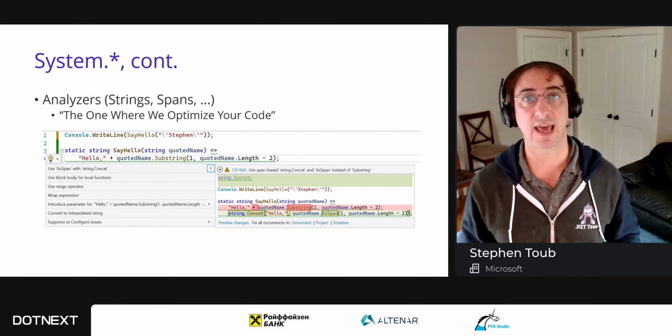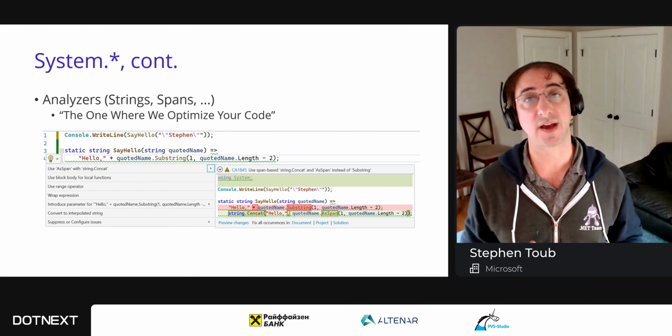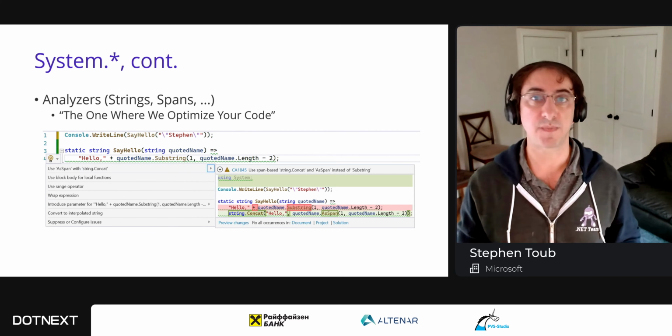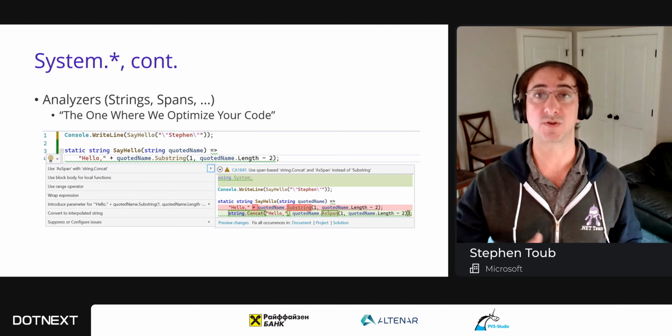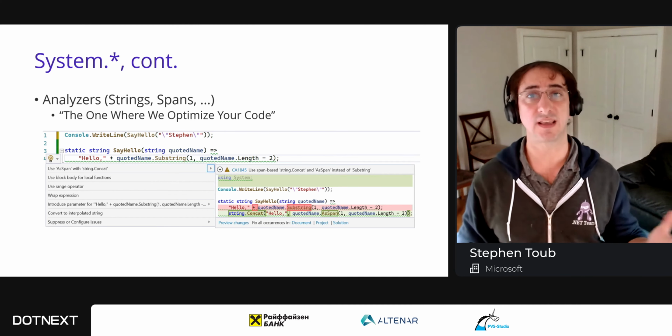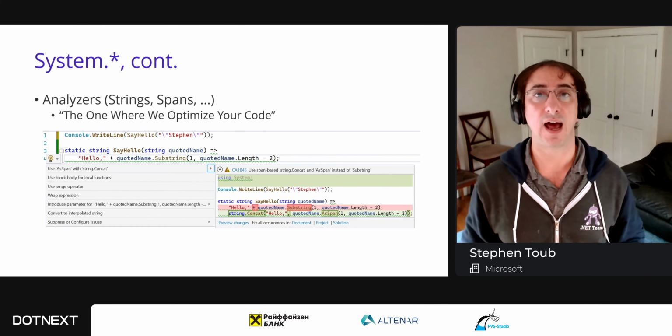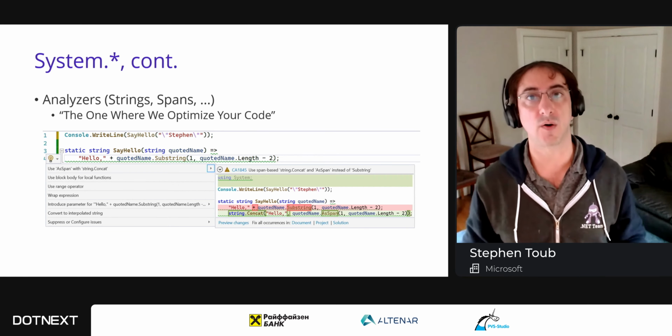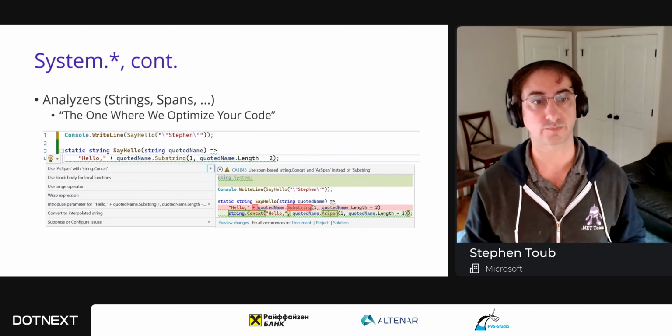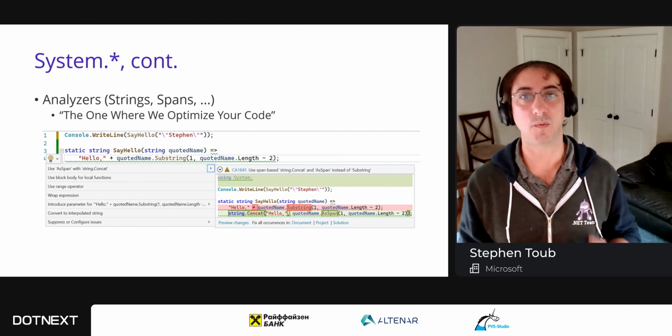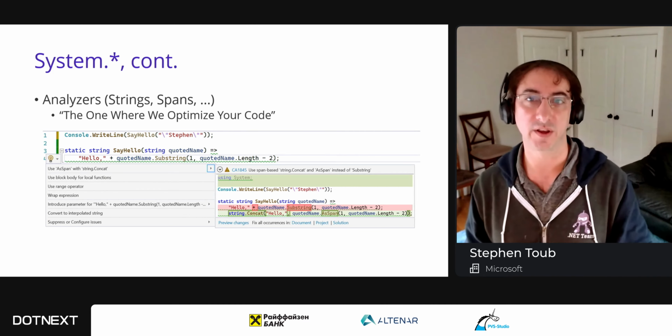They're included in the SDK. They have different severity levels by default. So you can go and experiment with them, figure out which ones you want to promote to warnings or errors, and which ones you want to leave as suggestions in the IDE. And they can really help up-level the code across your code base. So this is the one where we optimize your code for you.